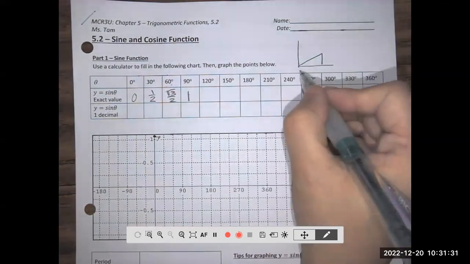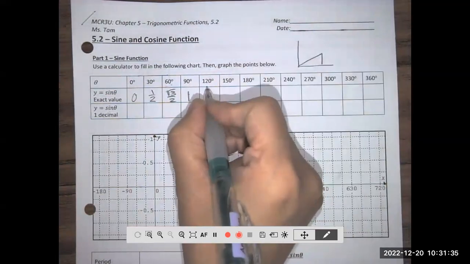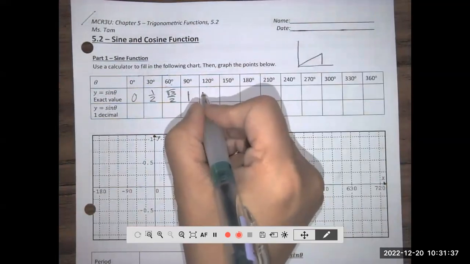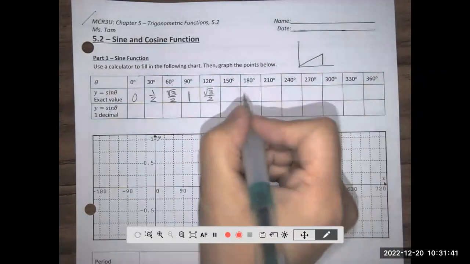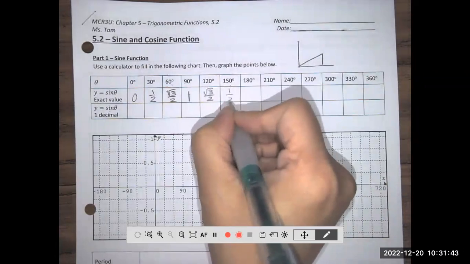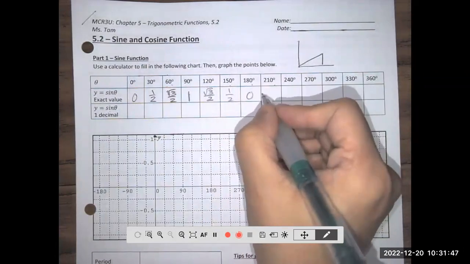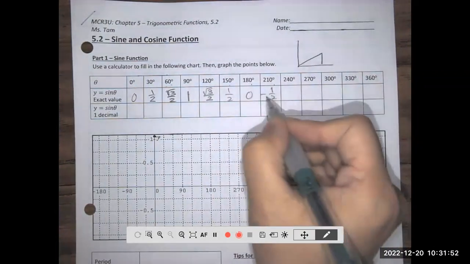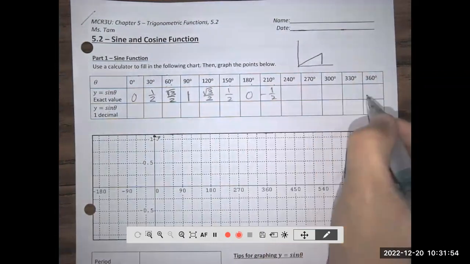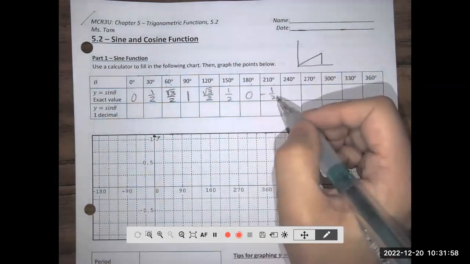90, 1, right? Because you're going over 0, up 1. So sine of 90 is 1. 120, root 3 over 2. Is it positive or negative? Positive. 150, 180. Good. 210, negative. So now we're looking at negative y values. Will the rest of this be positive or negative? Negative, because we know now all of our y values are going to be going into the quadrant number 3.